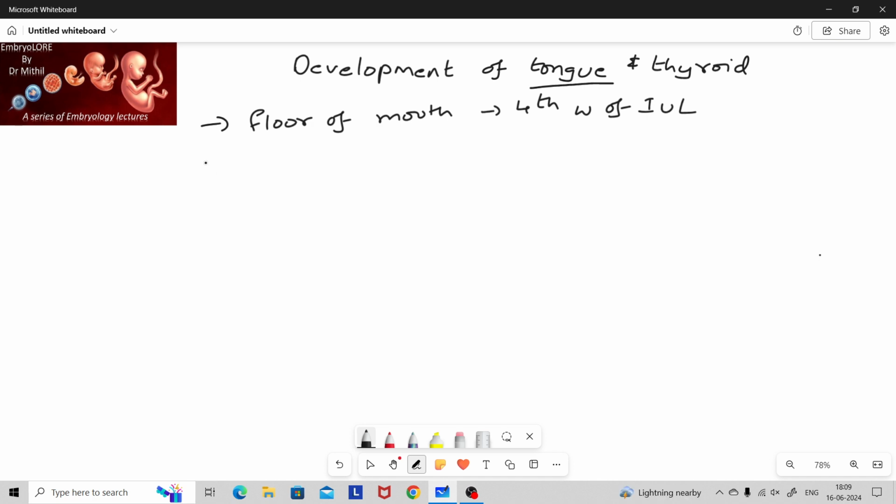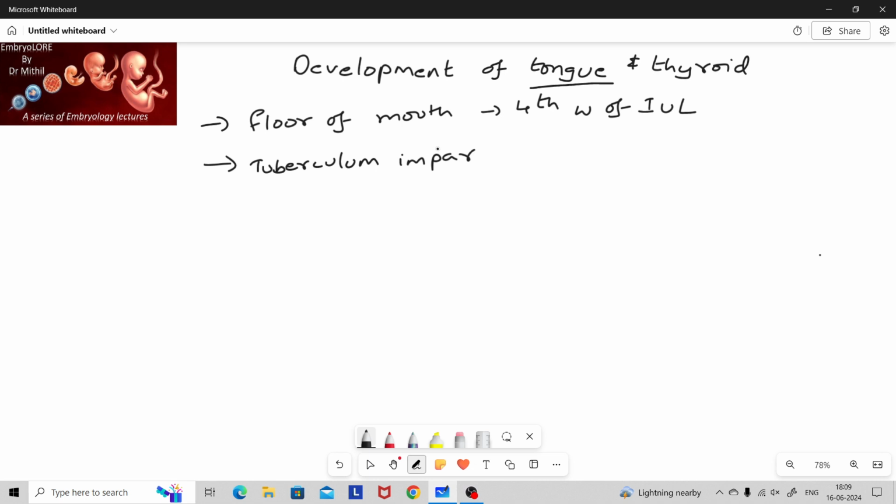So next, the contributing areas. At the end of the fourth week, there will be a median, central triangular swelling, called the tuberculum impar, which is one of the contributing components of the developing tongue. It develops in the floor of the primitive pharynx, just cranial to the foramen cecum.